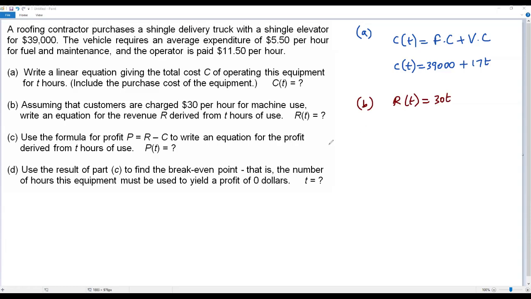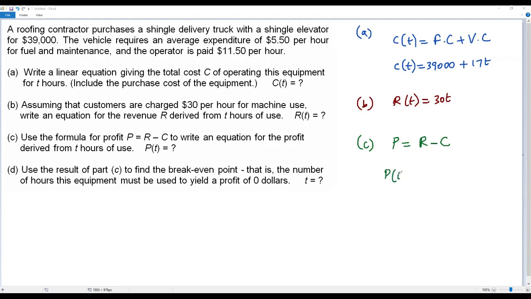Okay, now let's do part C. Okay, let me go over the information in part C. Use a formula for profit, that is P equals R negative C, to write an equation for the profit derived from T hours of use. Okay, so here in part C we have the formula to get the profit. The profit is equal to revenue negative cost. So whenever we subtract the cost from the revenue, we'll be getting the profit.